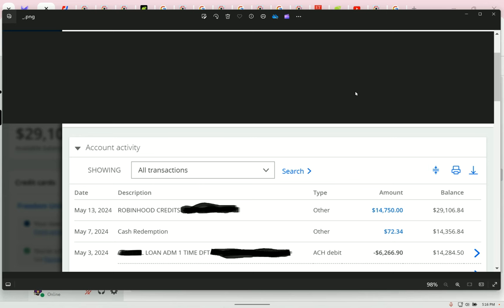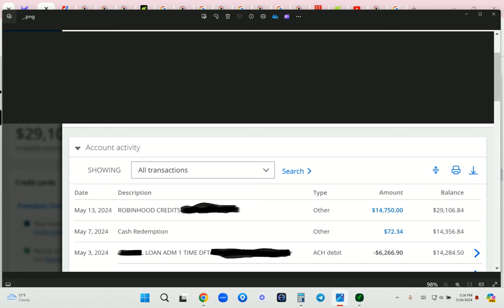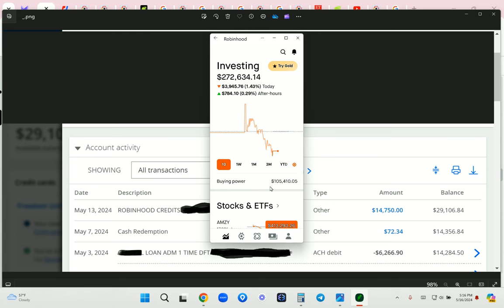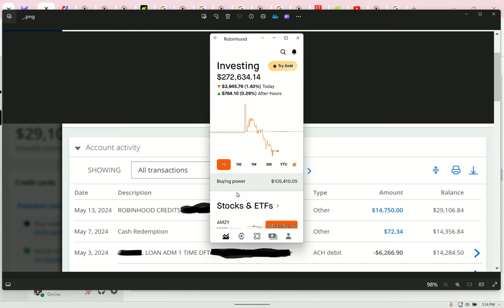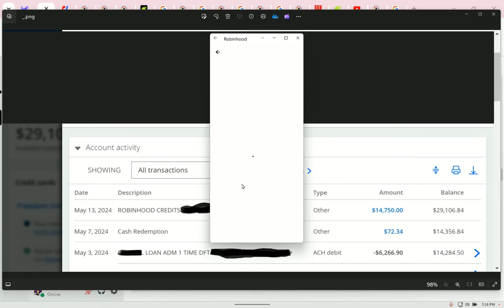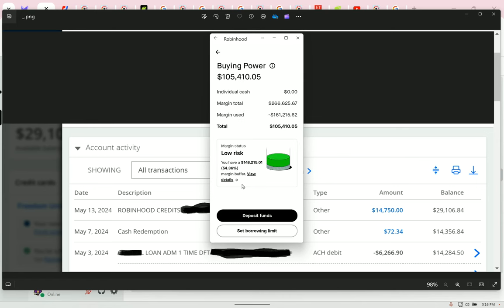Now, if you get a margin call, they tell you, look, you're below the buffer limit, and what we would like you to do is either send some money to cover the difference or sell some shares. You don't want this to happen, but it can happen. Right now, I'm at low risk. I have a deep margin buffer.